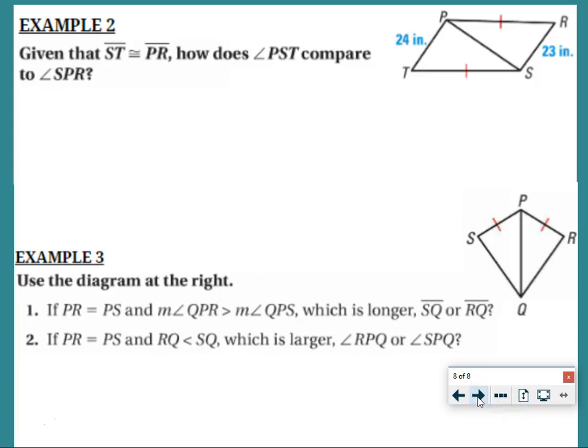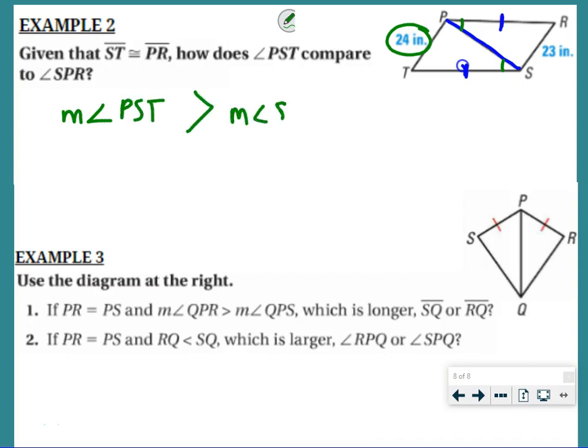Example 2, given that ST is congruent to PR. ST is congruent to PR right there, and then also this side is congruent to itself. How does angle PST compare to angle SPR? So PST would be right here, and then SPR would be right here. Which side is longer? 24 is longer, which means angle PST is bigger than angle SPR. So we could say that the measure of angle PST is greater than the measure of angle SPR. And that would be by the converse of the Hinge theorem.